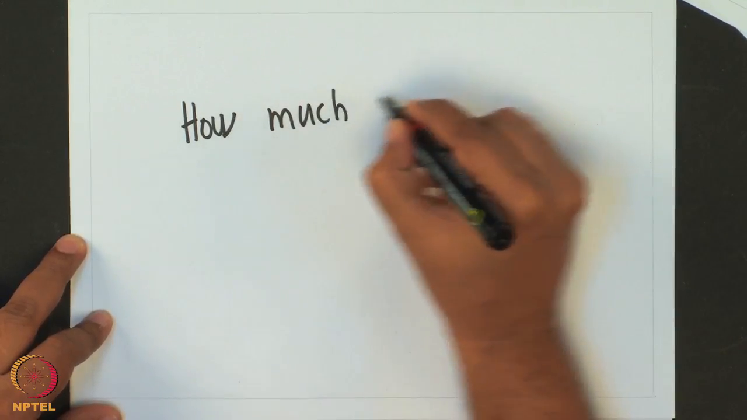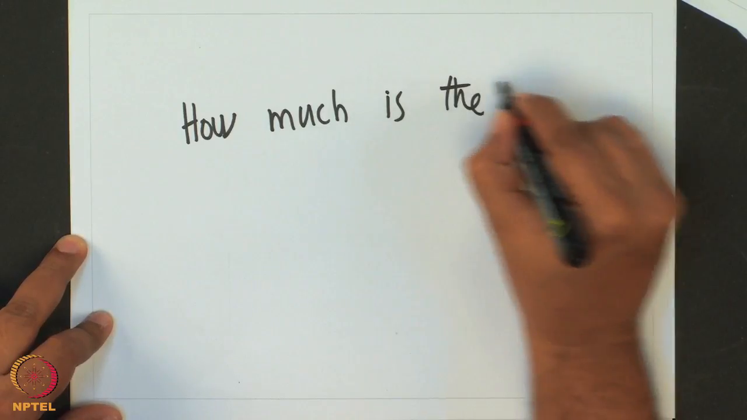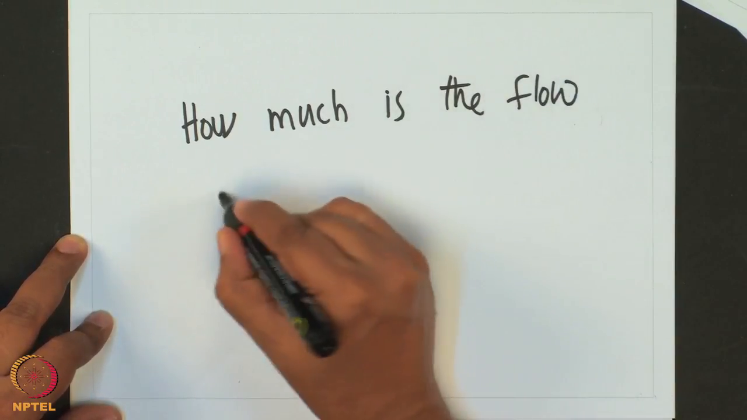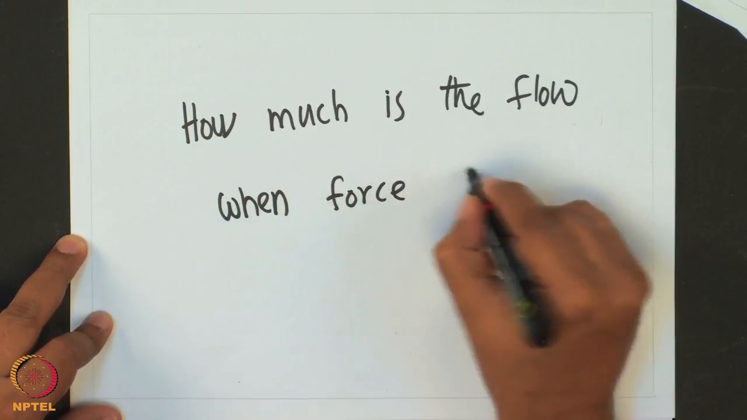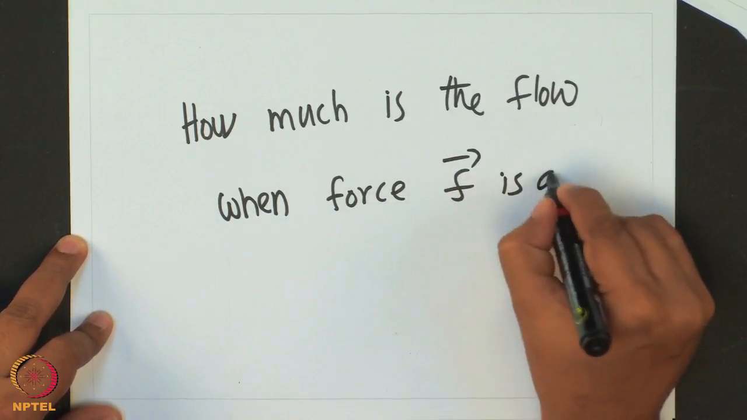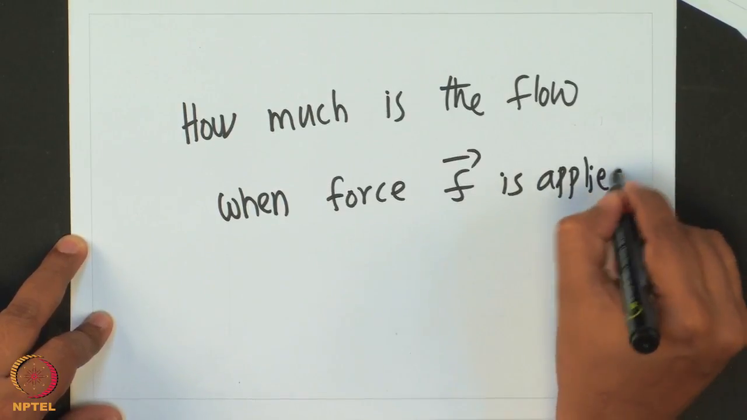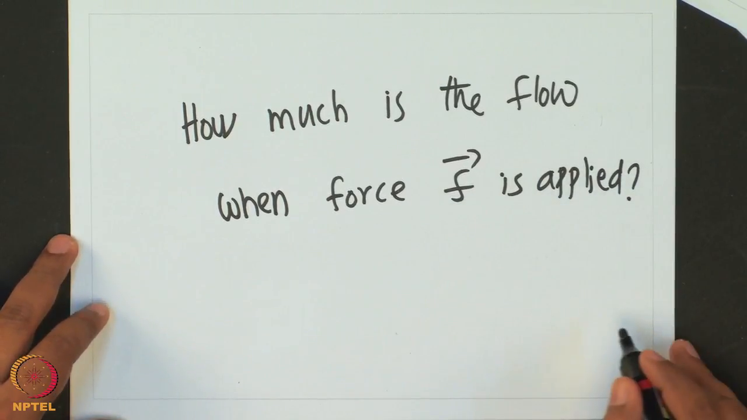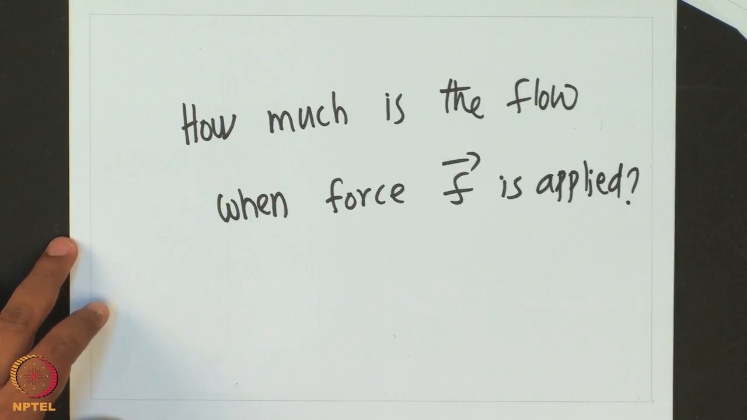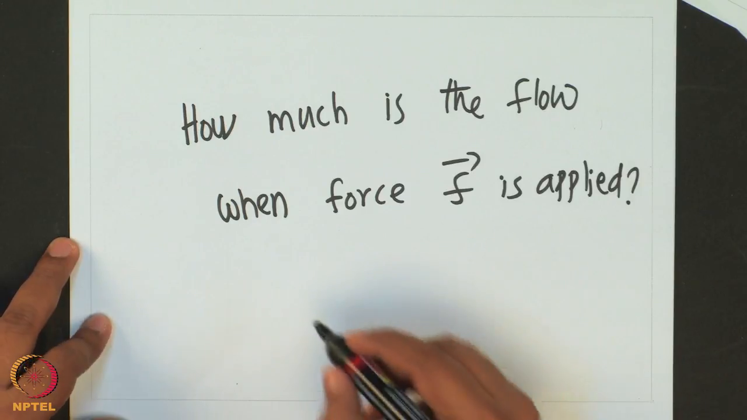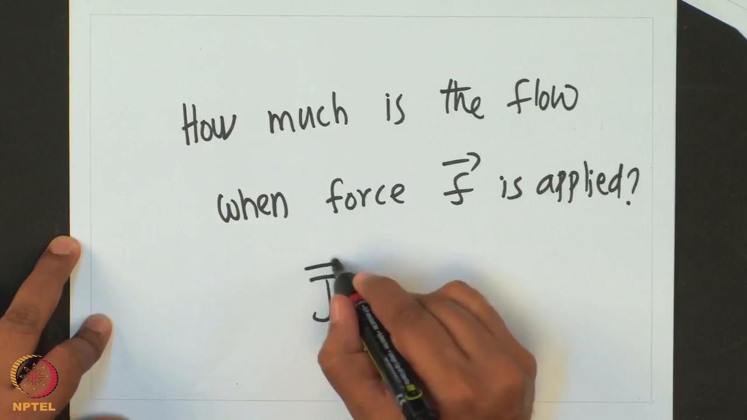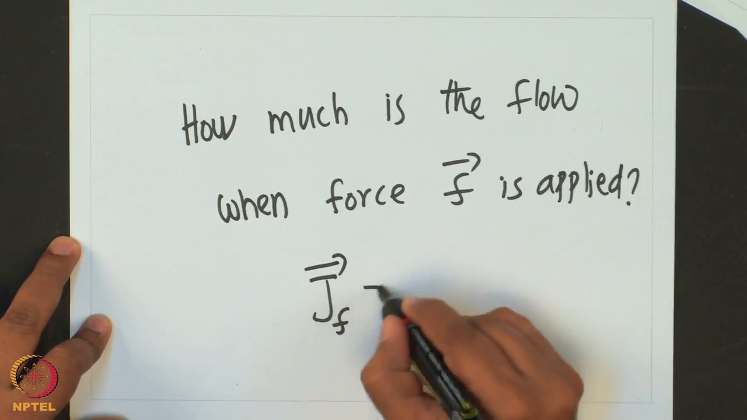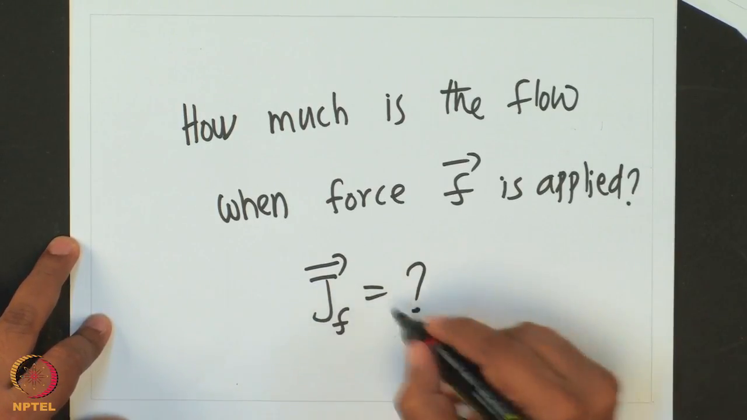how much is the flow when force F is applied. So this is the question that we will quickly want to see, and it turns out that this flow, let us call J_F, the current due to this external force. What is this? How much is it a function of F?